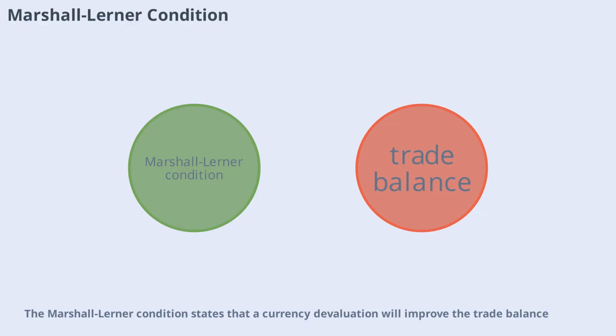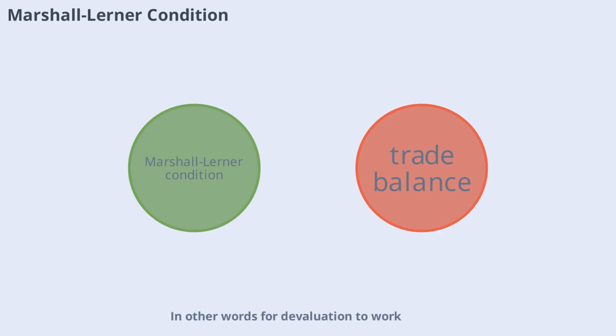Marshall-Lerner condition states that a currency devaluation will improve the trade balance if the sum of the price elasticities of exports and imports exceeds 1. In other words, for devaluation to work, demand for exports and imports must be responsive to price changes. This concept is vital for understanding the effectiveness of exchange rate adjustments in correcting trade imbalances.